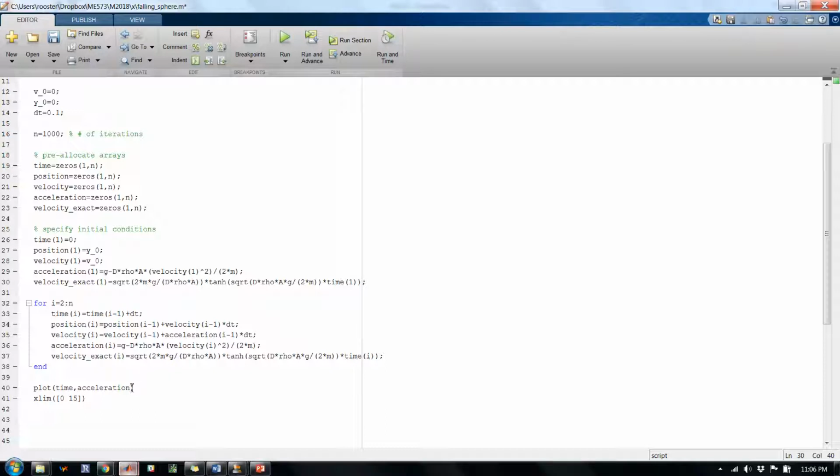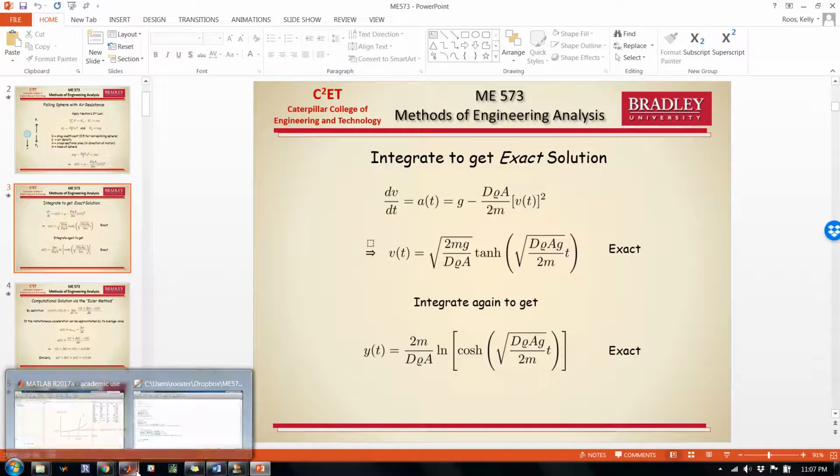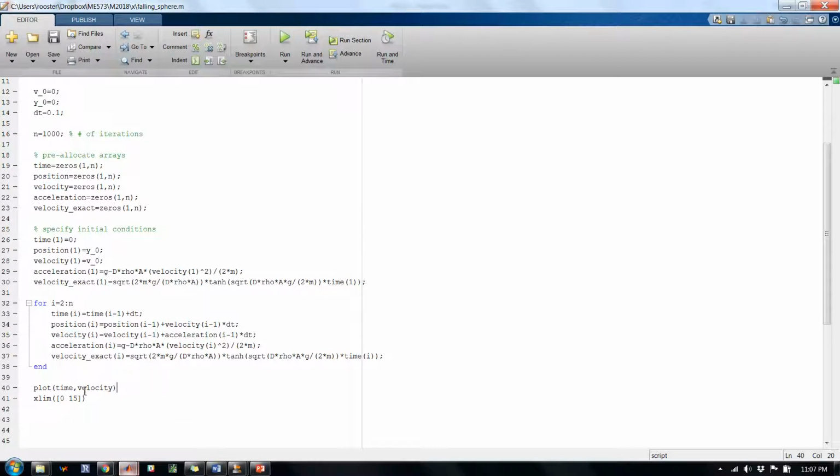The easiest way to do the comparison, go back to this plot, plot time. We're going to change this back to velocity. We want velocity versus time. By the way, if you look at this slide again, we could program in the position y of t and make a comparison with position also. I'm going to leave that for you to do, right? All right, so how do we make the comparison? If you put in the same plot command here, time, velocity, now we want to plot also velocity exact versus time, so we just add this.